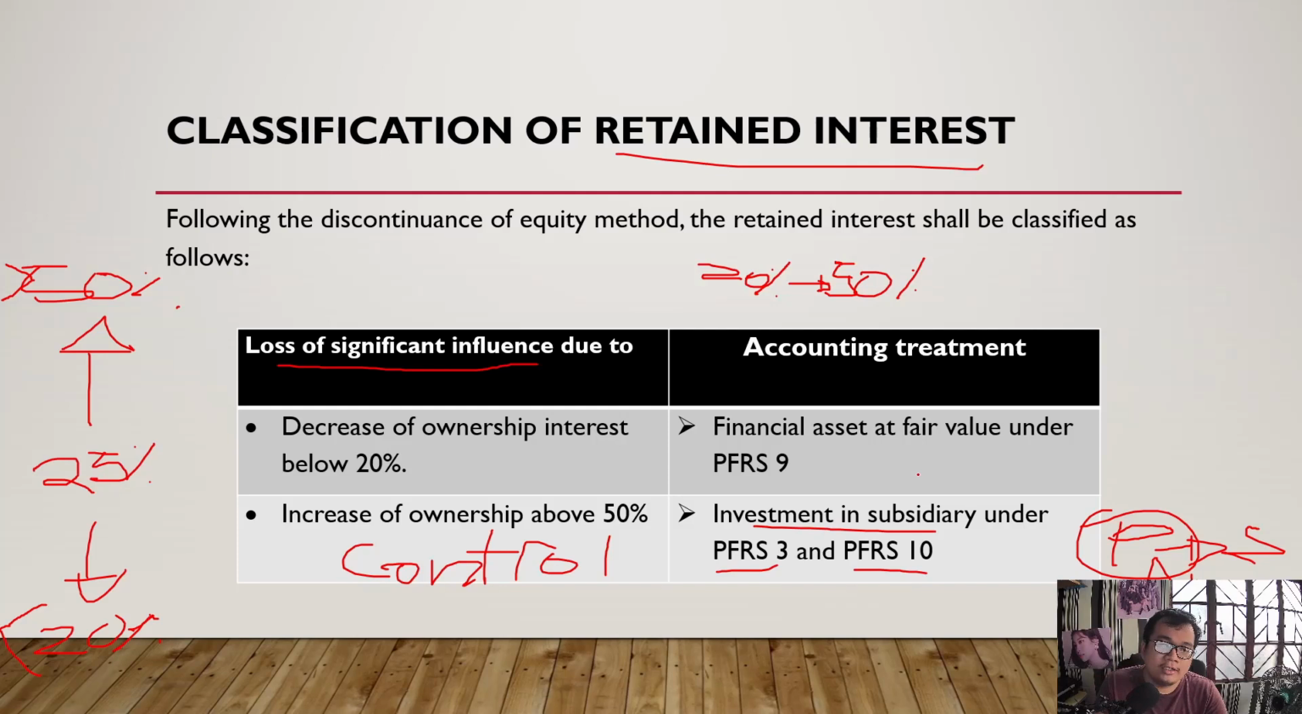Sa joint arrangement na yan siya, may sariling mundo yun siya. Parang ganito yun siya eh. Dalawa kayo, then nag-decide kayo na mag-operate ng isang operations. One, two, tapos nag-create kayo ng joint arrangement. Yun yung other. So, apat yan sila.